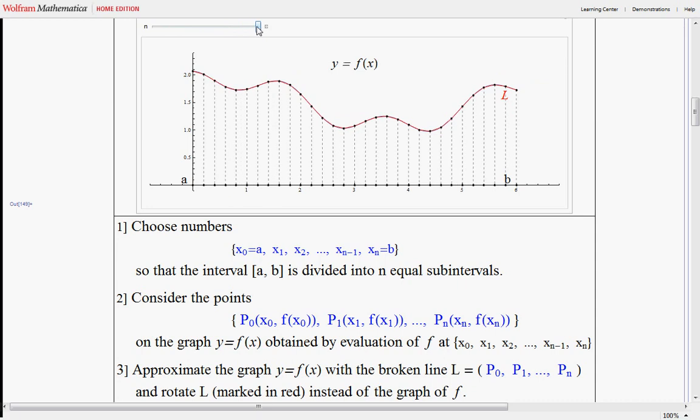function. Hence, the idea is to make n very large, that is, use a large number of dividing points, and rotate the broken line L instead of the graph of our function. The question is whether rotating the broken line L instead of the graph of f will make things any easier.